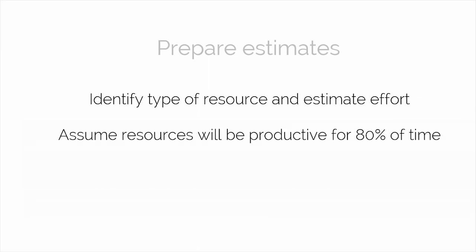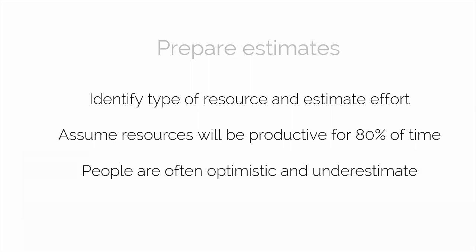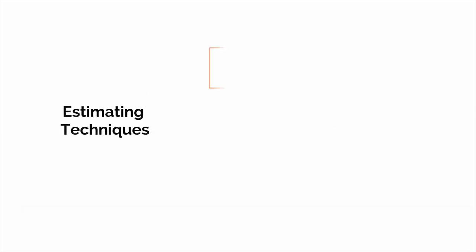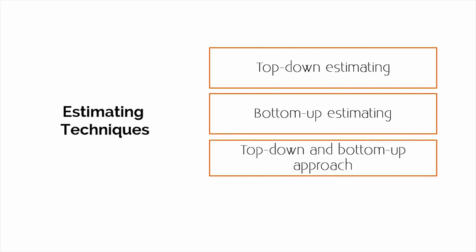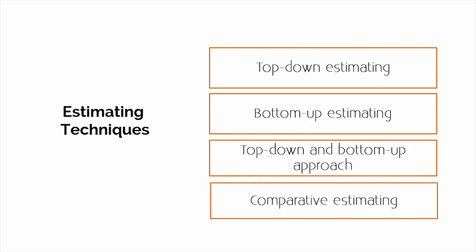There are some basic rules for estimating. Assume that resources will only be productive for, say, 80% of their time. Also, remember that people are generally optimistic and often underestimate the time that a project will take them to complete. It's important to make use of other people's experiences and your own, and ensure that the person responsible for creating the product is also responsible for creating the effort estimates. Some examples of estimating techniques include top-down estimating, bottom-up estimating, top-down and bottom-up approach, and comparative estimating.